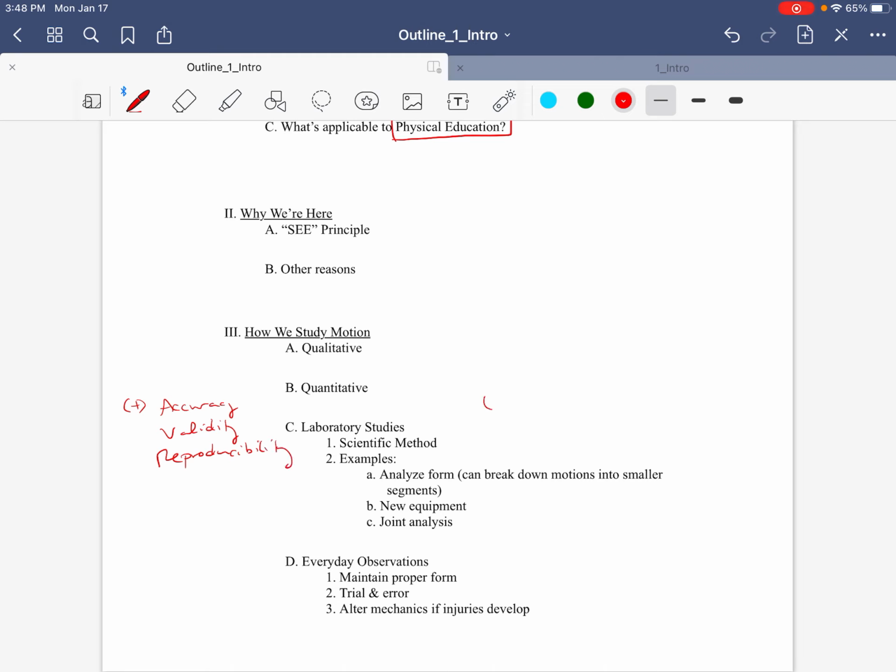I'm using big words. But what are some negatives of laboratory studies? Cost, takes money, often takes time, space, expertise in utilizing equipment, right? Sometimes everyday observations can be helpful, right? What are the positives of this? Free, easy. What are some negatives? May not be as accurate. So similar to our discussion of qualitative versus quantitative, there's a place in our world for both, right?